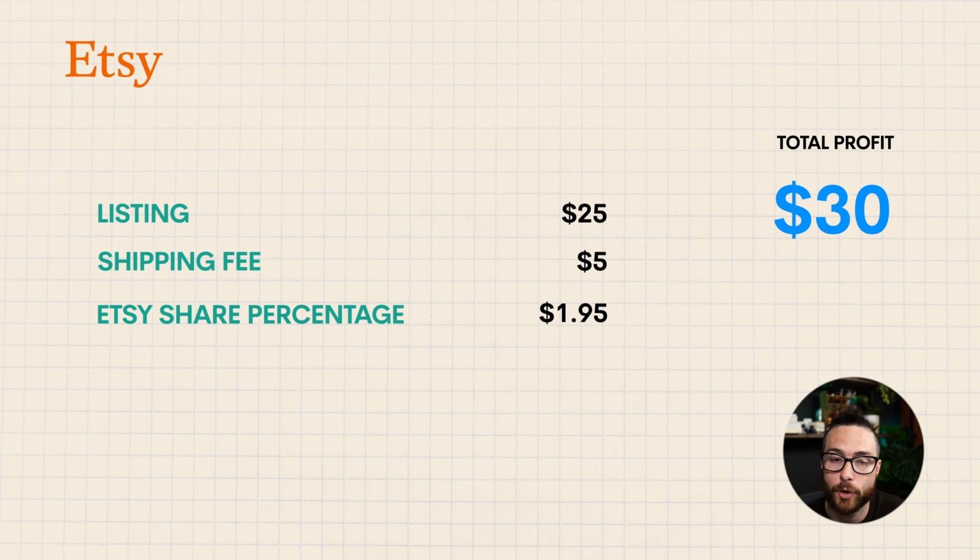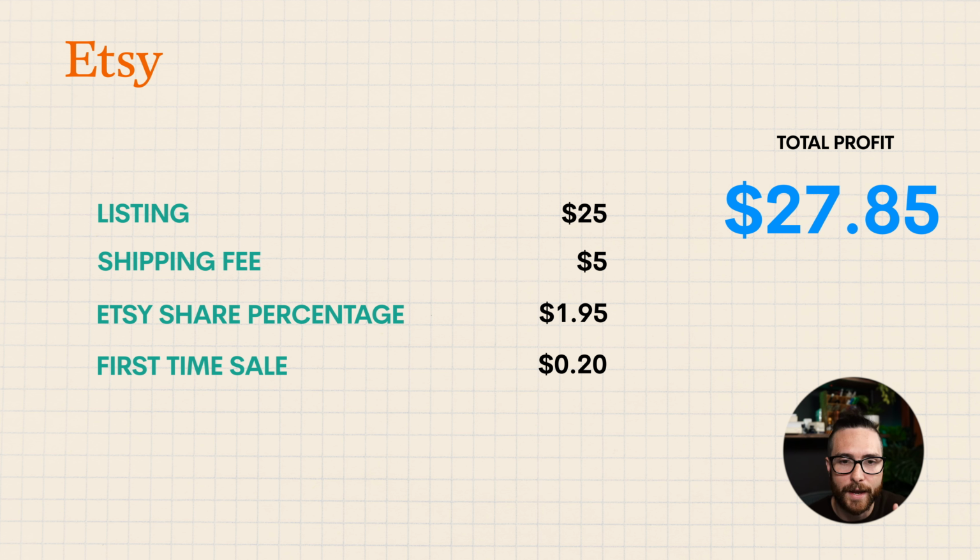$1.95 is going to go to Etsy. And let's go ahead and factor in the 20 cents for this first sale. Now, if you make another sale, that 20 cents is not there. You've already paid for the listing once. So that leaves us with a total profit of $27.85.